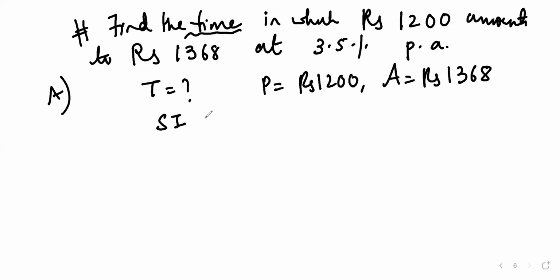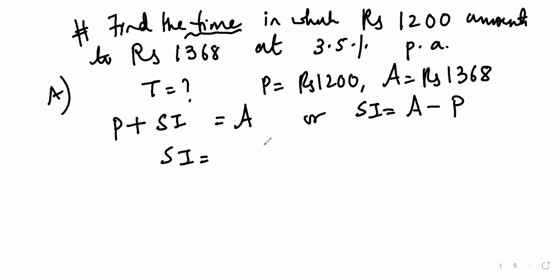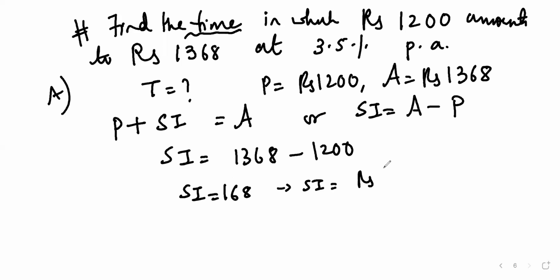See, simple interest, when it is added to principal, you will get the amount. Or if you want simple interest, from the amount you take away the principal. So you will get the additional amount, that is, the interest that has been applied, right? So A is what here? 1,368 minus principal 1,200. So simple interest is 8, 6, 13 minus 12 is 1. So simple interest is rupees 168. Okay, so now we have to calculate time.